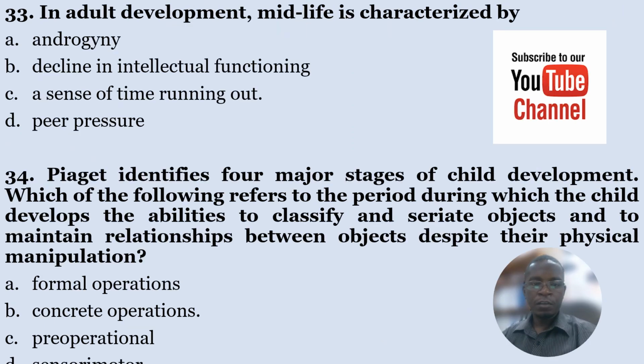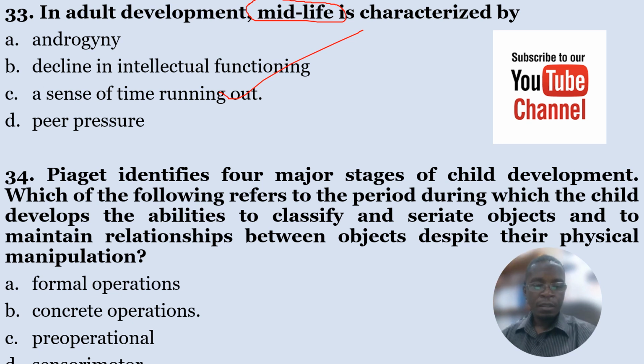In adult development, midlife is characterized by A. androgyny, B. decline in intellectual functioning, C. a sense of time running out, D. peer pressure. The correct answer here is C, which is a sense of time running out. Remember, midlife crisis, midlife, mid to adulthood. So one will be sensing a sense of time running out.